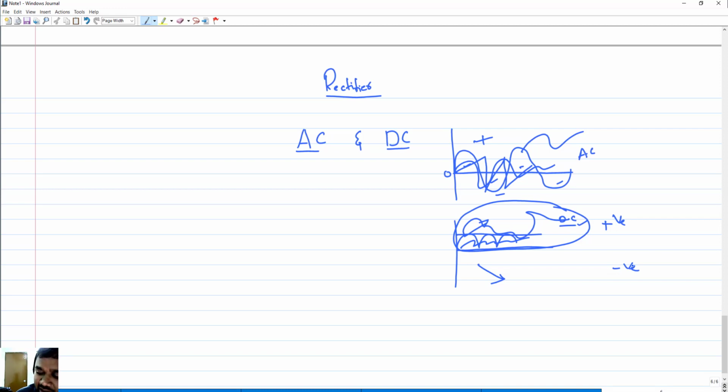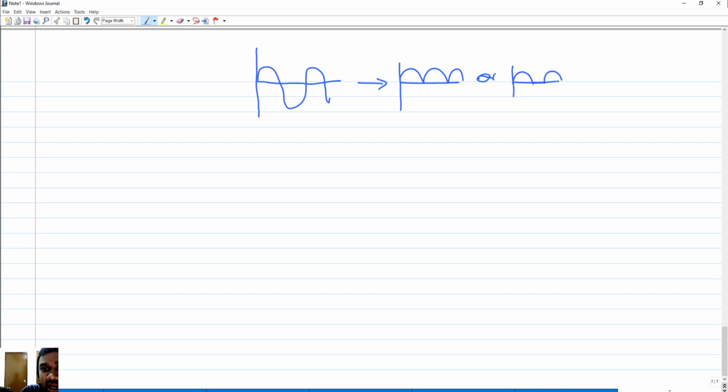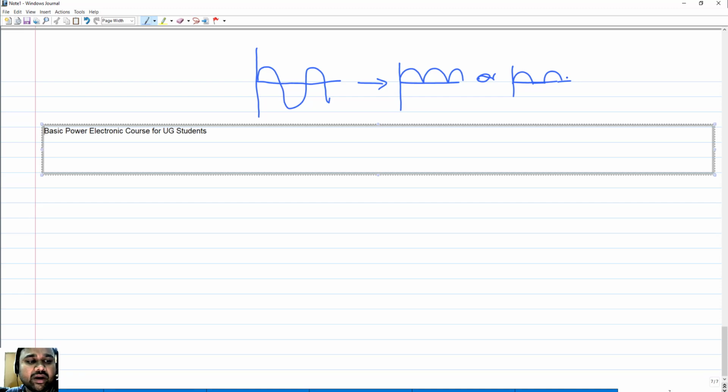But here what we are actually discussing is rectification. It means we want to convert the alternating current signal into a direct current signal, maybe like this or like this. This type of different mechanism is what we want to produce. For this there are various approaches that we can go ahead with.